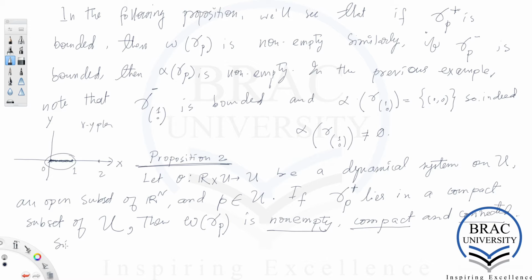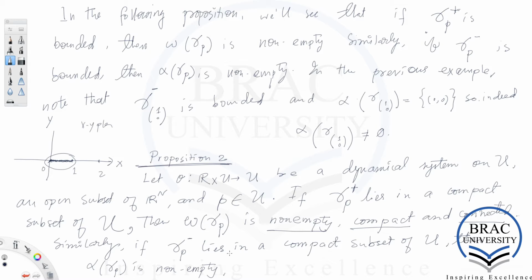Similarly, if the backward semi-orbit for the flow theta through the point P lies in a compact subset of U, then the alpha limit set of the corresponding orbit is non-empty, compact and connected as before. Compact and connected.